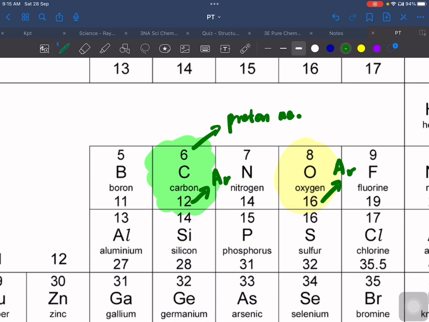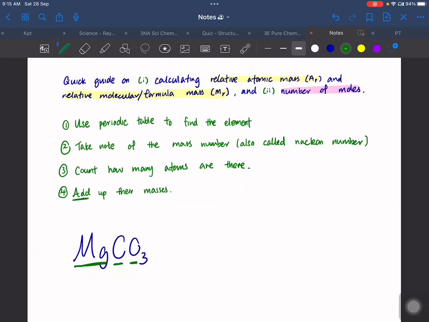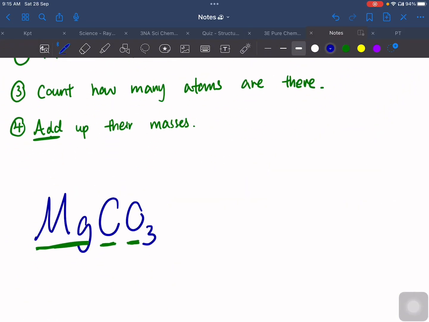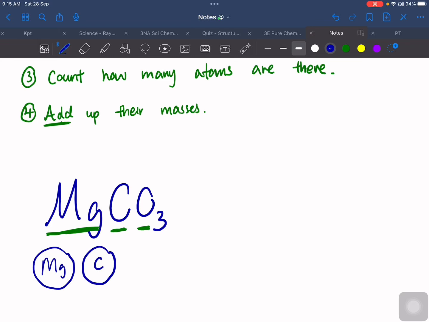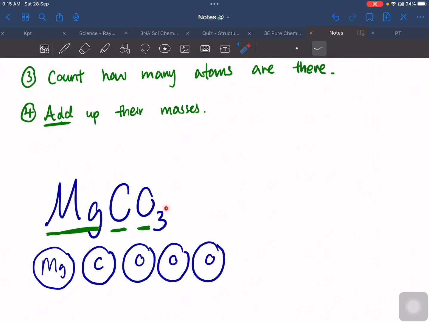Now all these masses are important because we'll use them to calculate the overall relative molecular mass or relative formula mass of the chemical. So what do we do now? Start by counting how many atoms there are inside this formula. You should be able to see that there is one magnesium, one carbon, because there is no number next to the chemical symbol, and there are 3 oxygen, because you need to factor in the 3 multiplying to show that there are 3 sets of oxygen.